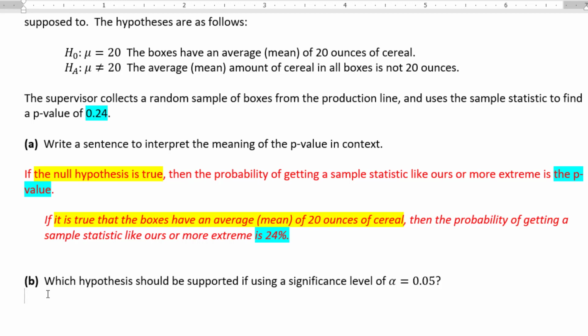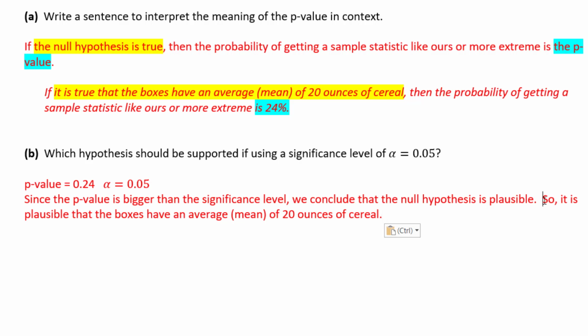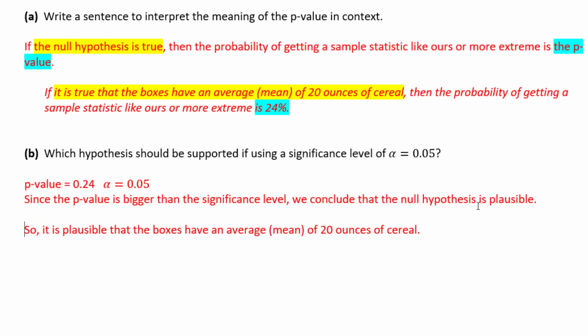Remember, to make that decision, you need to compare your p-value to the significance level alpha. In this case, our p-value is equal to 0.24, and our alpha is equal to 0.05. Our p-value is bigger than our significance level alpha. When the p-value is bigger, that means that we're going to say that the null hypothesis is plausible. So since the p-value is bigger than the significance level, we conclude the null hypothesis is plausible.